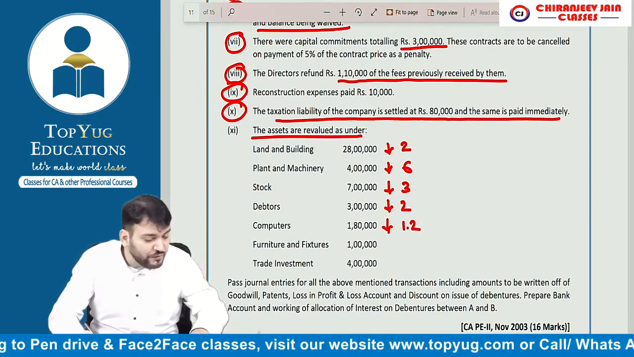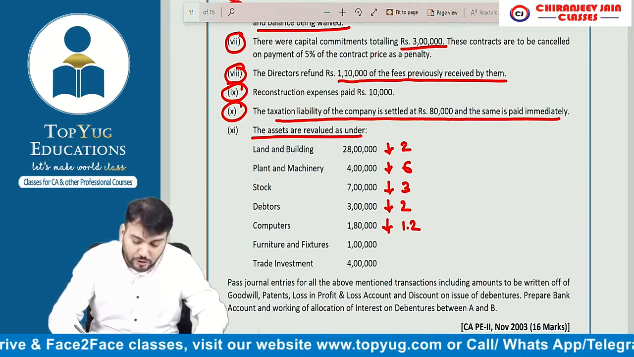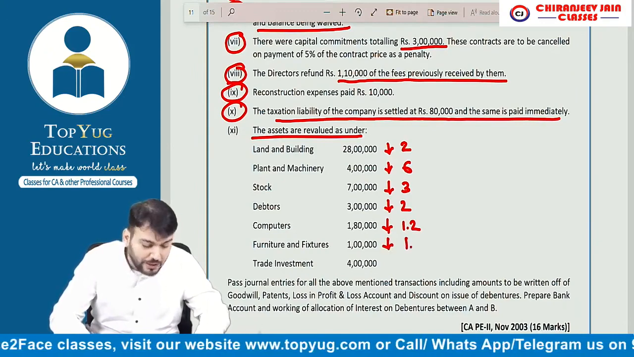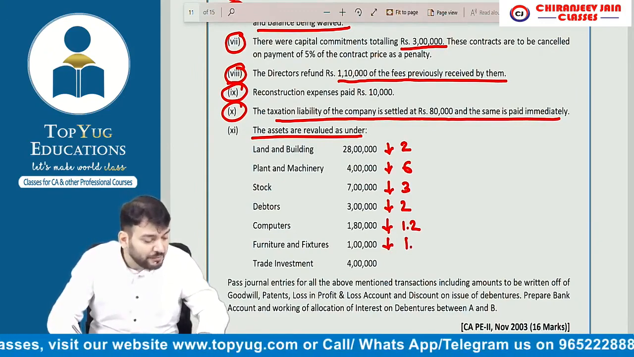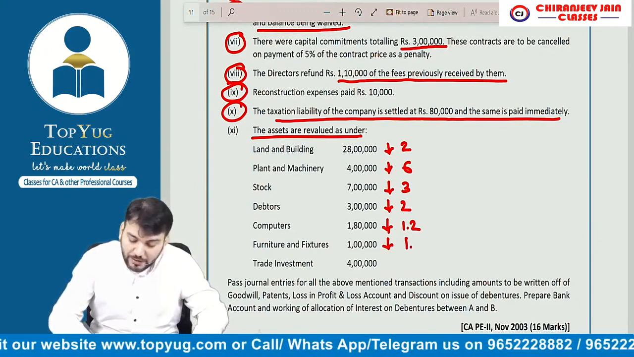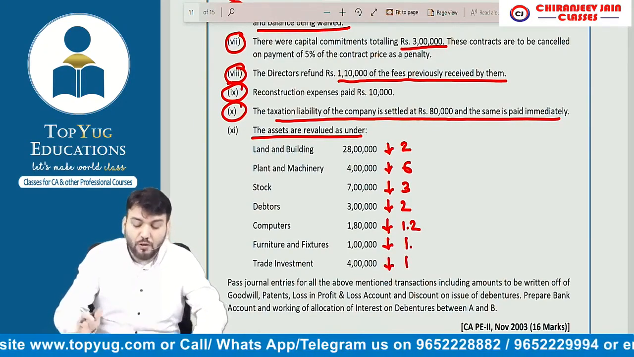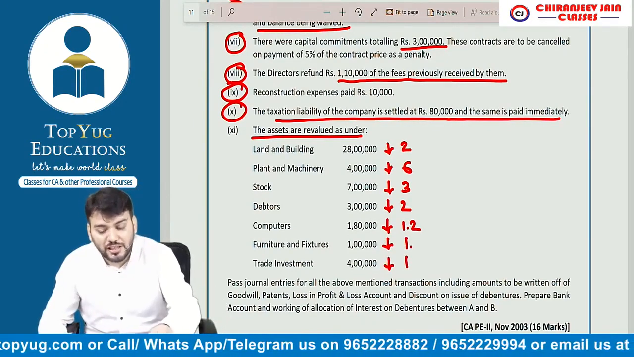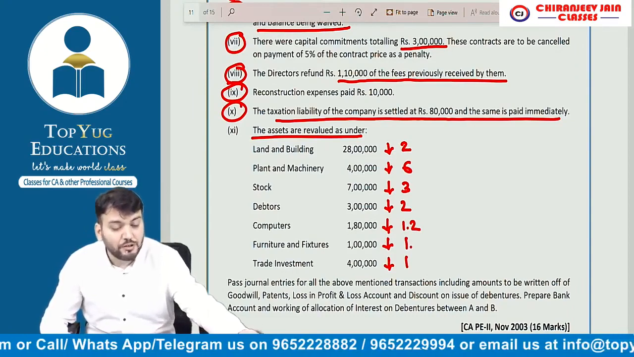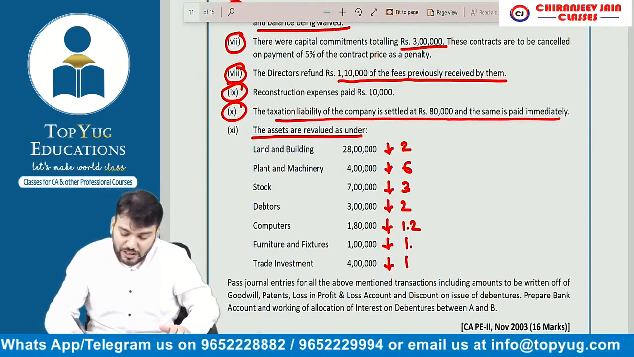Then what? Furniture and fixture, how much? Furniture and fixture 2 lakh, so this is also reduced by 1 lakh. Then trade investment. How much is trade investment? We will check. 5 lakh. So that is also reduced by 1 lakh. So all the assets are only reduced. So check, sometimes it gives an increase also, so be careful. Correct. So can we pass the journal entry for this?